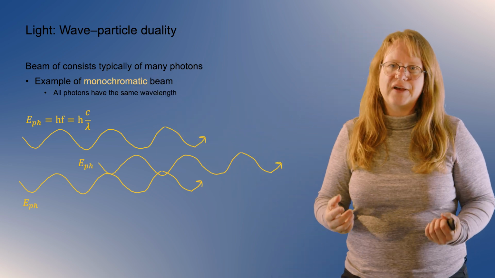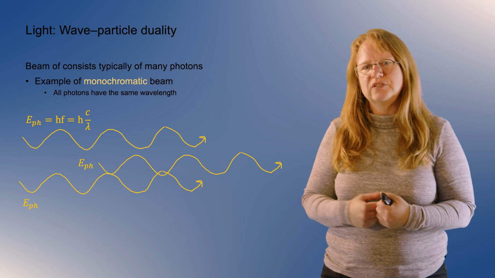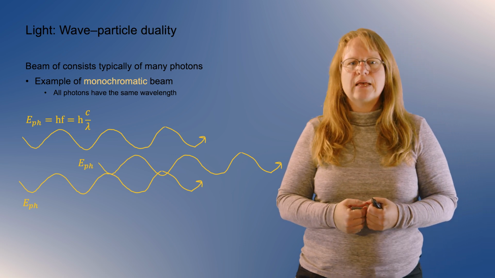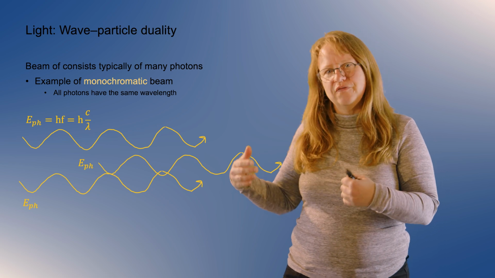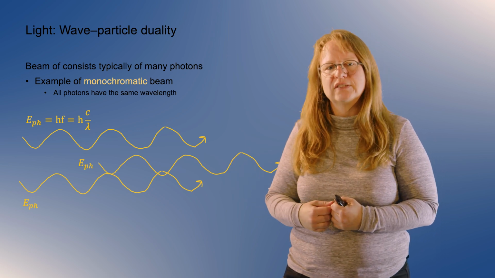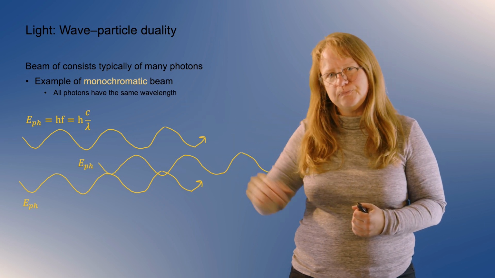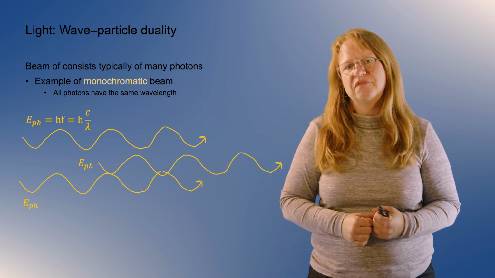And one image that I find helpful to imagine how this might look like is to imagine that each of these packages of energy, each of these photons, consists of a train of radiation that has a certain defined length.